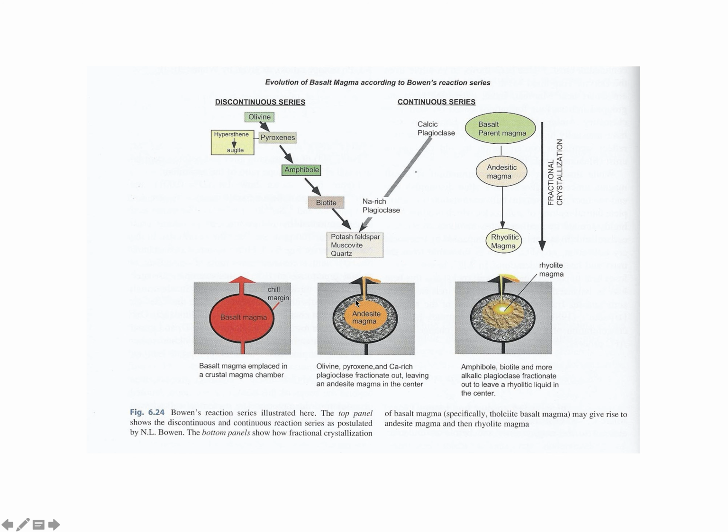So then we are making here olivine, pyroxene, and calcium-rich plagioclase will fractionate out. Then we have here inside the andesitic magma, which is here. So now we are continuing with the fractional crystallization process. And then we have here at the end this situation. Then we have amphibole, biotite, and more alkali plagioclase fractionate out to leave a rhyolitic liquid in the center that we have then here.